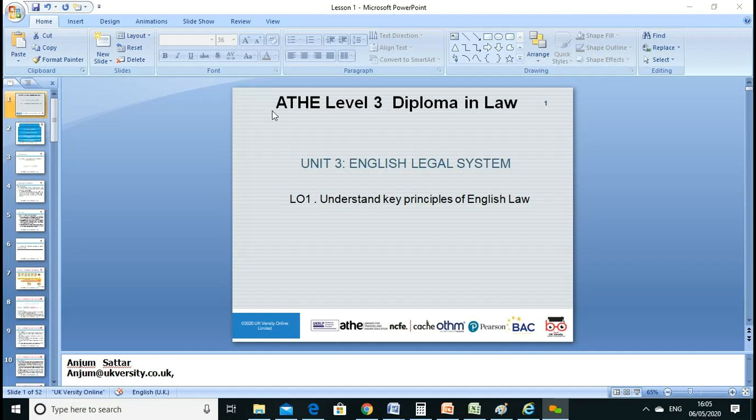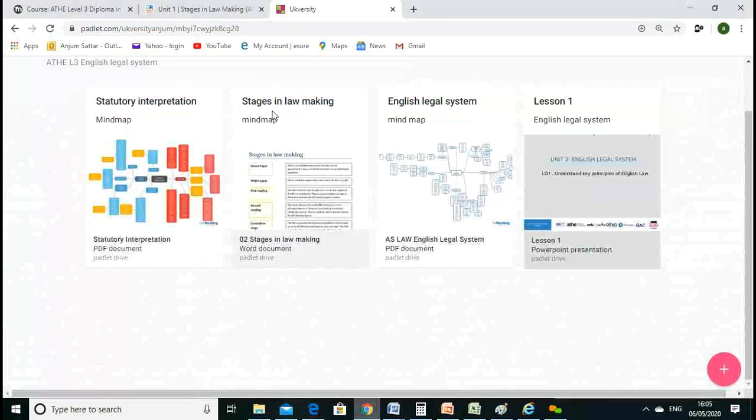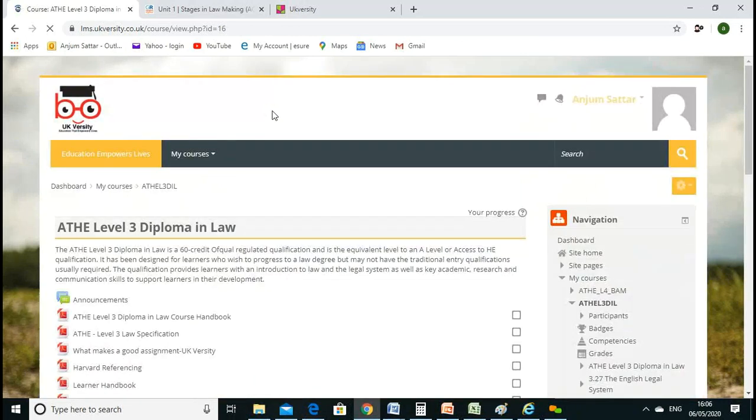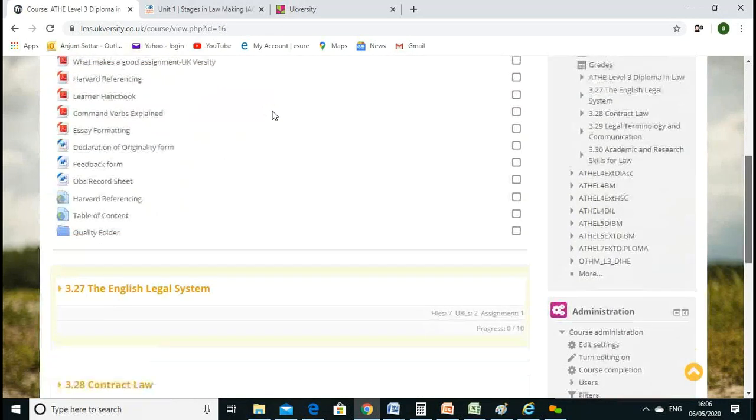Welcome. So we'll start. Today's lesson we'll go through LO1. LO1 means learning outcome one: understand the key principles of English law. So we'll discuss the key principles of English law and cover LO1. Before starting this unit, first of all, we'll discuss what we're supposed to be learning, our key contents for this unit, and what we're supposed to cover.